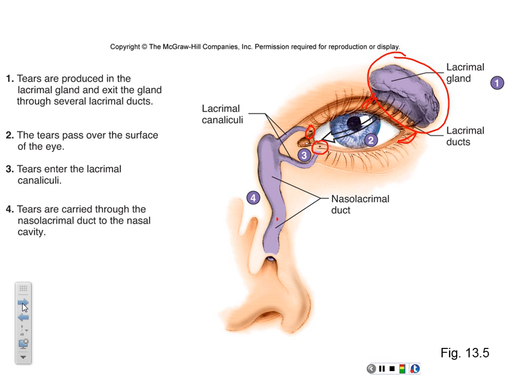Otherwise it will get real dirty if you're just recycling the same tears; they've gotten rid of bugs and whatnot. So that's why you need that overflow. All right? So that's the movement of tears. Just know the movement of tears right there: excretory ducts into the canaliculi in the middle, and then into the nasolacrimal duct.